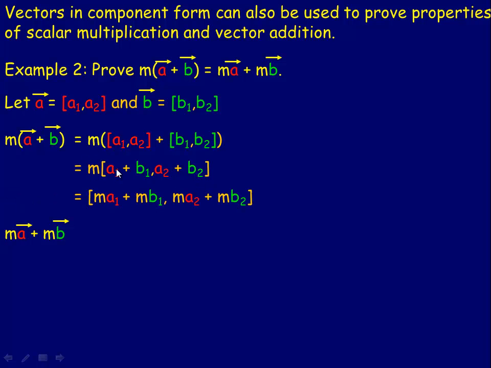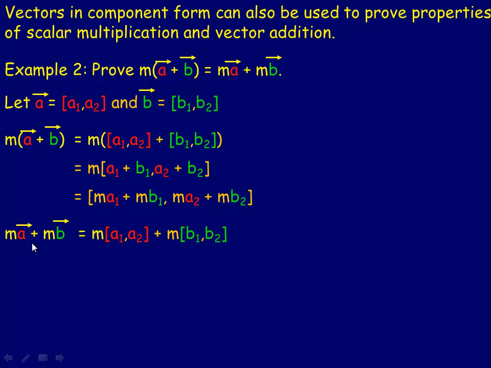And then we multiply the scalar m in by both components. So m times (a1 plus b1) would be ma1 plus mb1, comma, and the y component comes from multiplying m by (a2 plus b2), which would be ma2 plus mb2. So we've simplified this. Now next we're going to evaluate ma plus mb and see if we get the same thing.